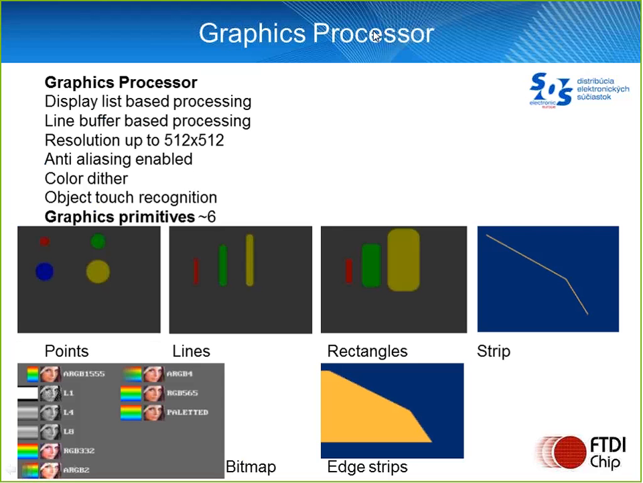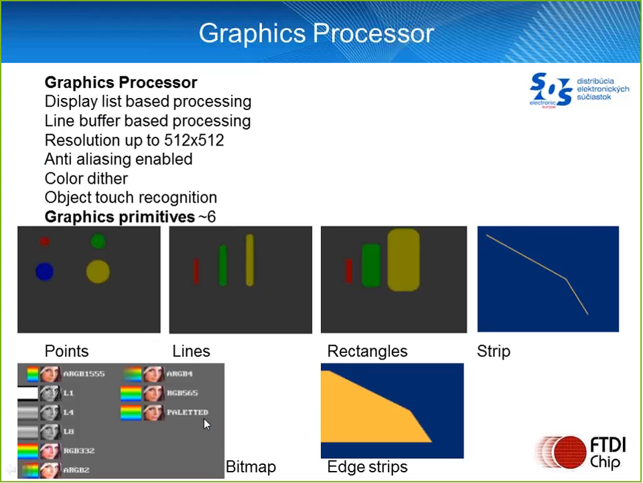Okay, so the graphics processor is display list based processing. It's line buffer. We mentioned the resolution maximum is 512 by 512. And we have all these widgets again that we mentioned that are already in the ROM. The points one here is the one we've just gone through. We have lines, rectangles, strip, edge strip. So an edge strip is when you fill in to the left or to the right of your strip.